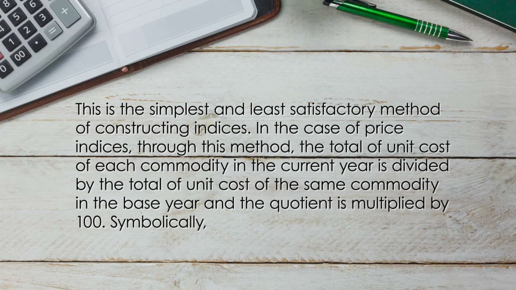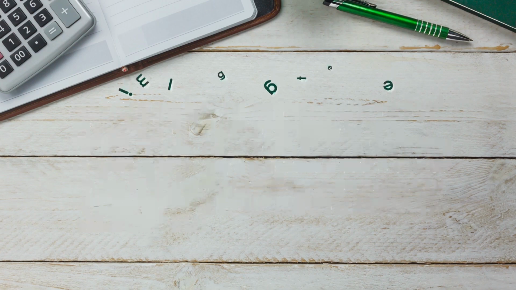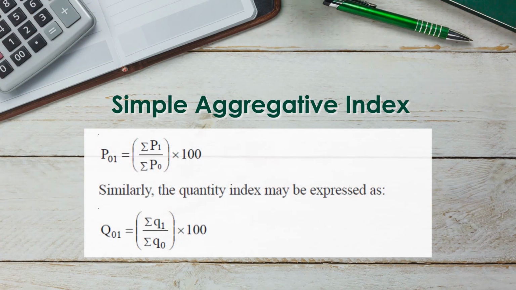This is the simplest and least satisfactory method of constructing an index. In the case of price indices, through this method, the total of unit cost of each commodity in the current year is divided by the total of unit cost of the same commodity in the base year, and the quotient is multiplied by 100. Symbolically, P01 is equal to sigma P1 divided by sigma P0 multiplied by 100. Similarly, the quantity index may be expressed as Q01 equals sigma Q1 divided by sigma Q0 multiplied by 100.